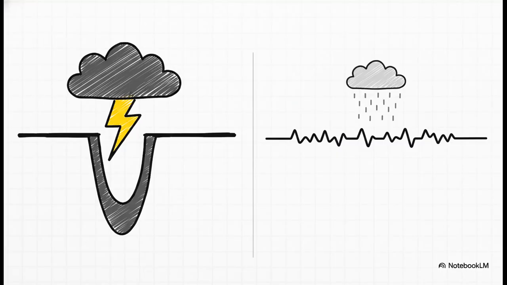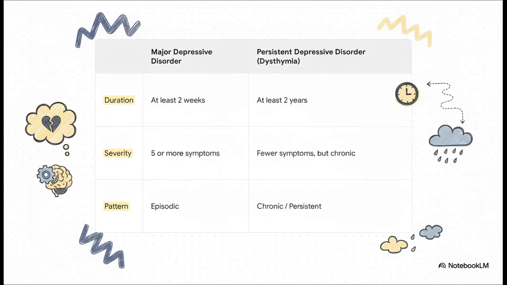While MDD is defined by those clear, really intense episodes, sometimes the experience is different. It can be less severe, but much, much longer lasting. Kind of like a chronic, low-grade hum of depression just sitting in the background of your life. This table lays out the difference perfectly.